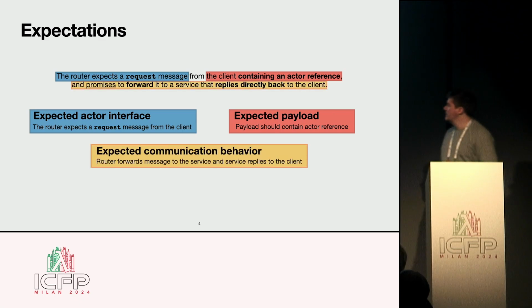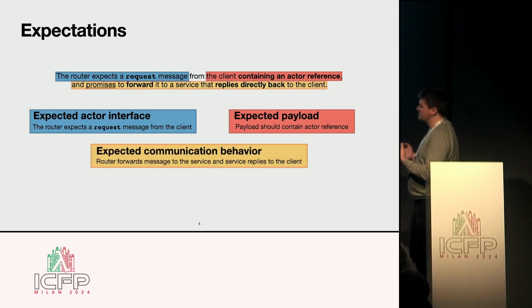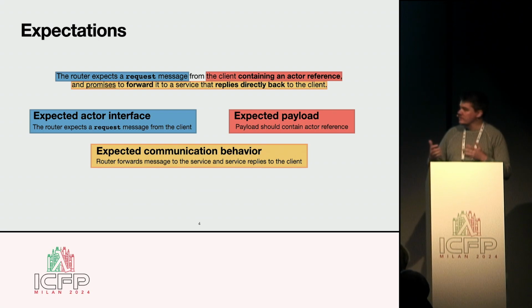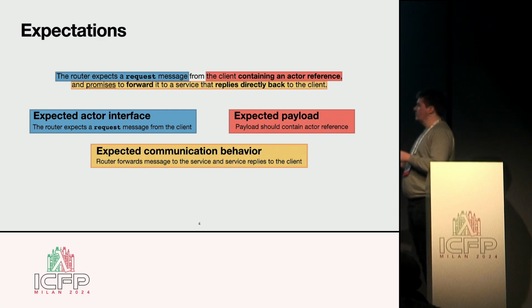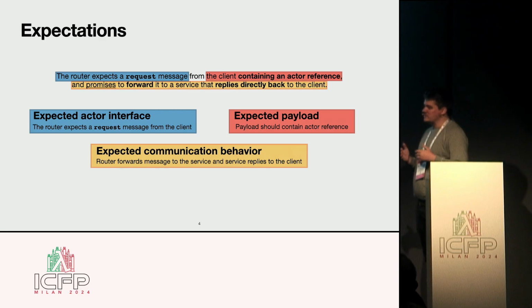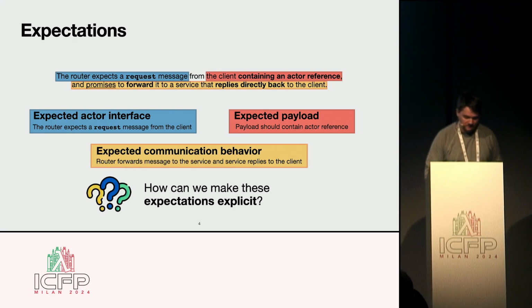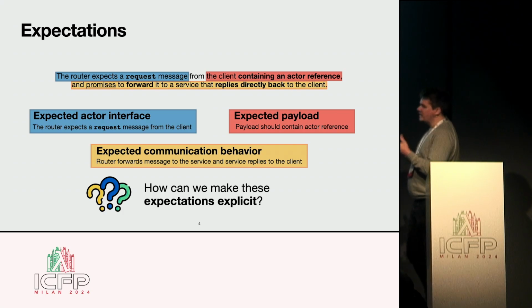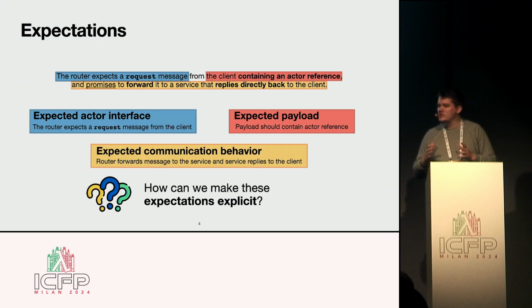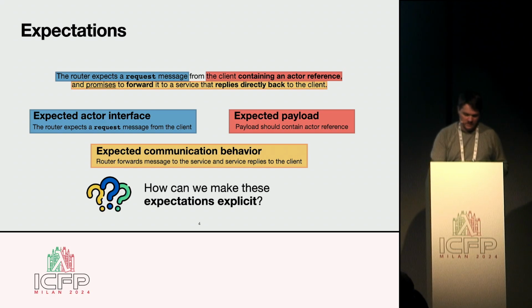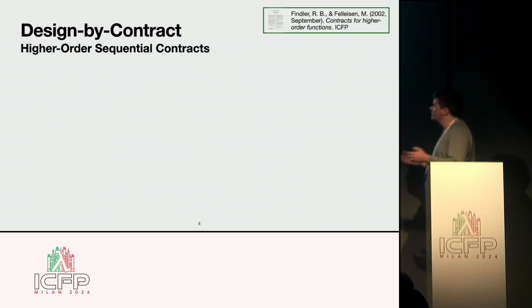And then finally, we can have expectations about the expected communication behavior of the actors receiving the messages. So we can say things like, if the router receives the request message, it should forward it to the service. And then the question is, can we make the lives of developers easier by making all of these hidden expectations explicit through code? And indeed, we have done this for quite some time.